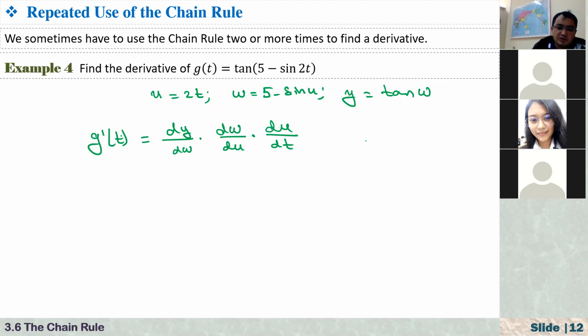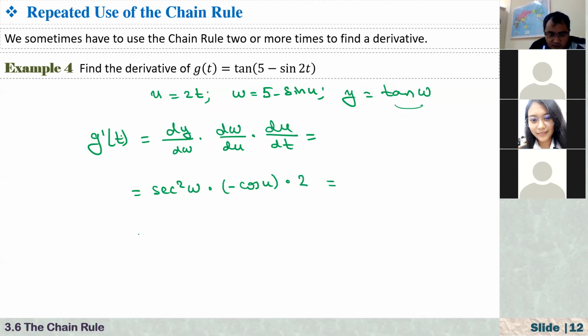It may continue to 3, 4, 5, 6 links, depending on the problem. So now we know how to calculate these derivatives. What is the derivative of y with respect to w? That is just secant squared of w, times the derivative of w with respect to u, which is minus cosine of u, times the derivative of u with respect to t, which is just equal to 2.